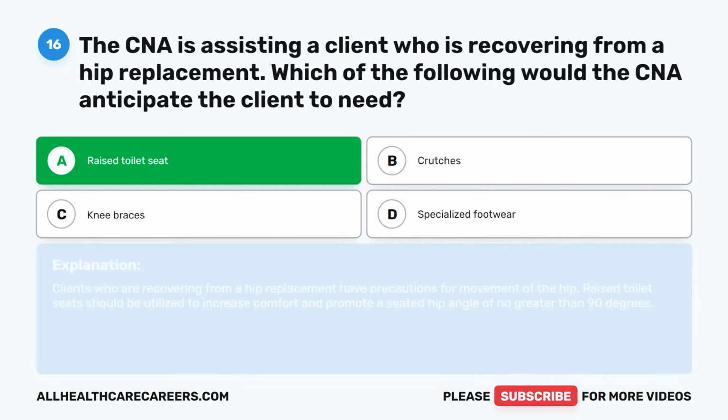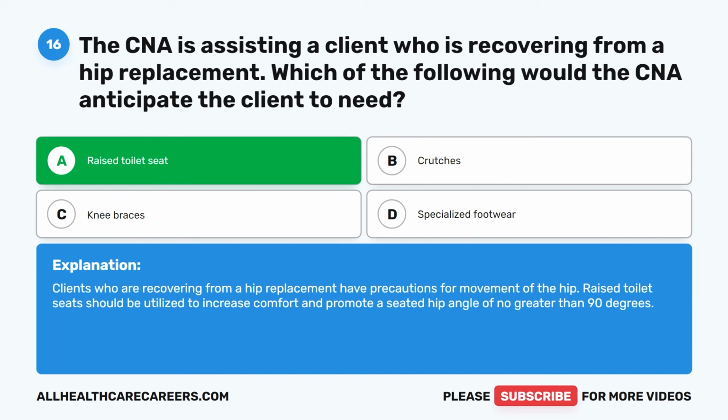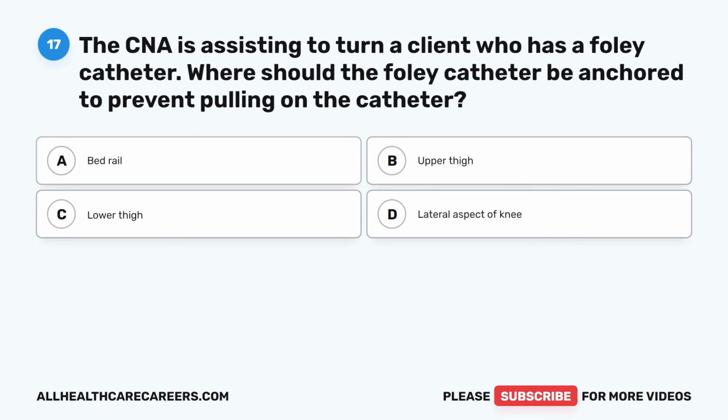Raised toilet seat. Clients who are recovering from a hip replacement have precautions for movement of the hip. Raised toilet seats should be utilized to increase comfort and promote a seated hip angle of no greater than 90 degrees. Question 17. The CNA is assisting to turn a client who has a Foley catheter.